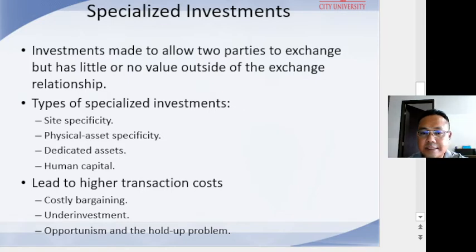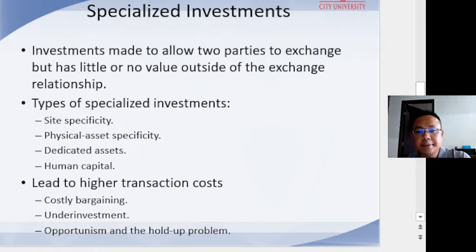So the key to this distinction is the notion of a specialized investment. So specialized investment is simply an investment in a particular exchange that cannot be recovered in another trading relationship.